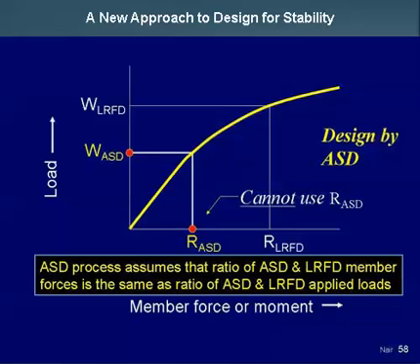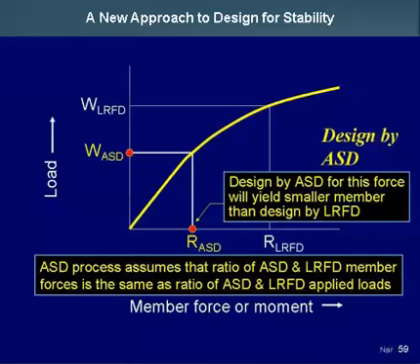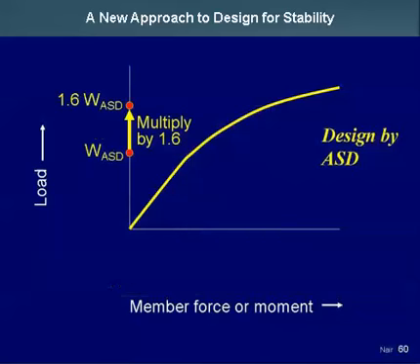Typically, the ratio of ASD to LRFD load might be 1.5 or 1.6. Well, this ratio is a lot more than that, as you can see, because of the curved response. So if you used this force, R sub ASD, and designed by ASD for that force, you're going to end up with a member smaller than what you would get by LRFD. And with a smaller member, you have less reliability, less safety.